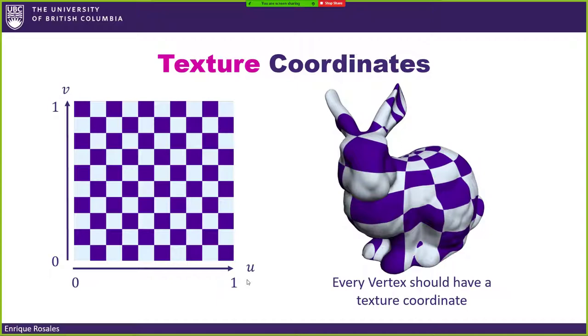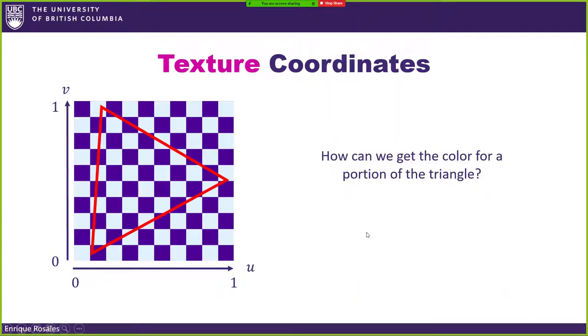So what happens is that every vertex from your 3D model should have a texture coordinate, which means that if we are talking about a triangle, for example, if we want to map a triangle with a texture, every vertex from that triangle needs to have a texture coordinate. A texture coordinate is basically U and V, and is basically a number that goes from 0 to 1. So imagine this vertex right here, maybe its texture coordinate could be, I don't know, 0.95 and maybe 0.52, something like that, okay?